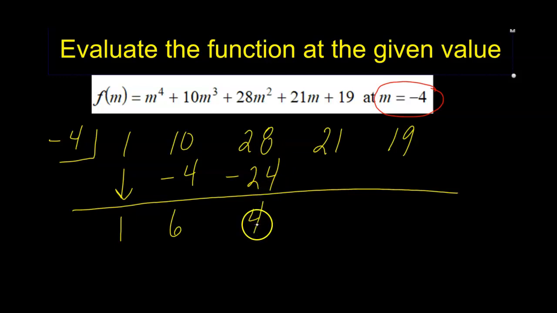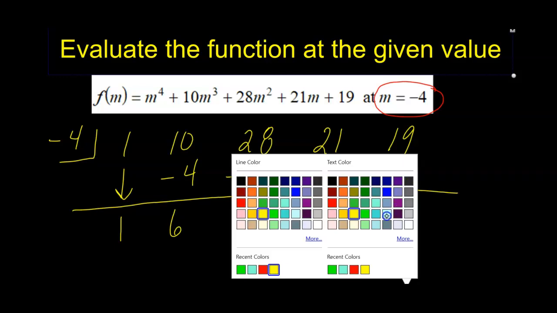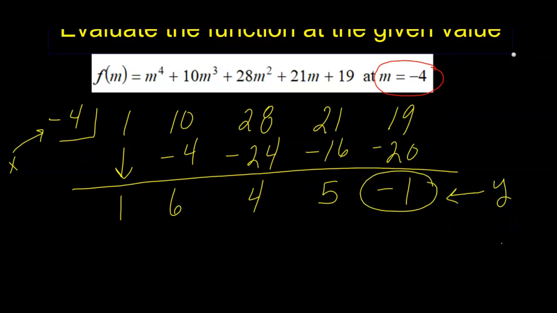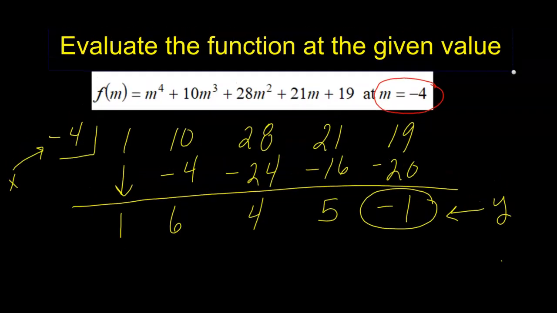Multiply times -4, we get -16. Add the column, we get a 5. -4 times 5 is -20. 19 minus 20 is -1. So this is what the remainder theorem says. Whenever you plug a value in, this here is your x value. The output, or the remainder, that's the y value, your y coordinate. So this creates an ordered pair, and the ordered pair is -4, -1.